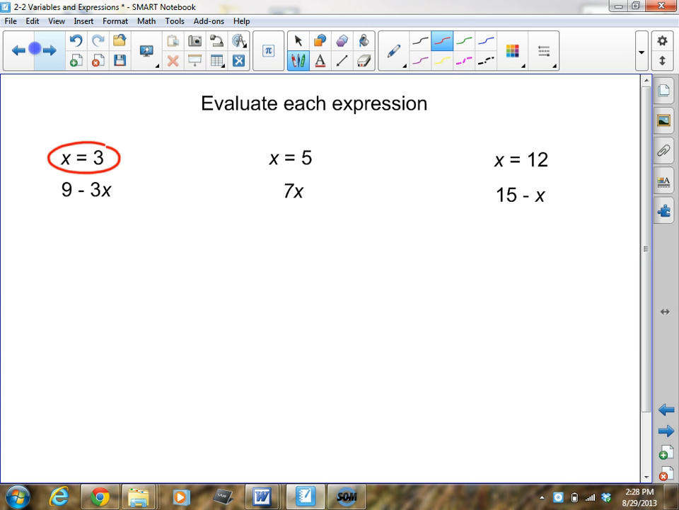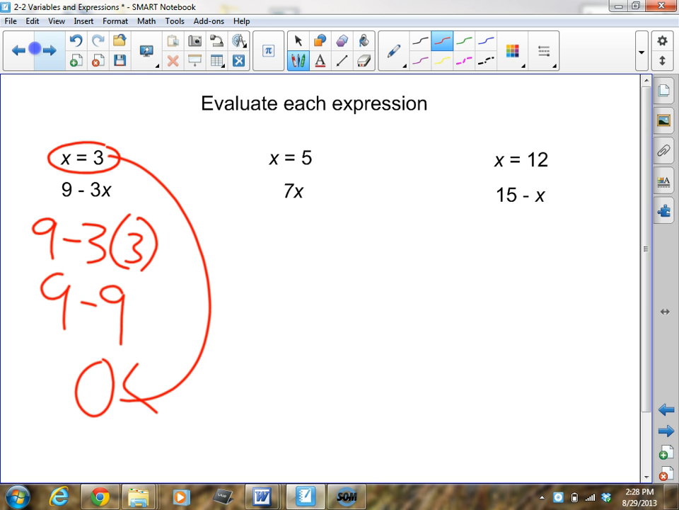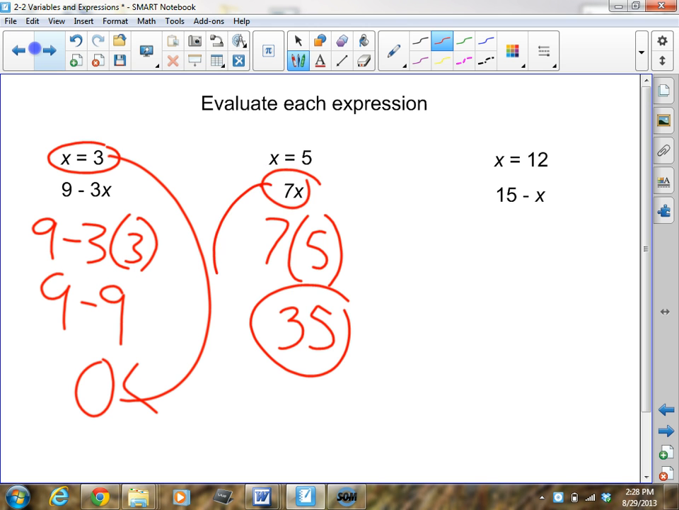Now x equals 3. That tells me what I'm going to do. So 9 minus 3 times 3. 3 times 3 is going to be 9. 9 minus 9 is going to be 0. So my answer is going to be 0 when x equals 3. In this one, x equals 5. I just have 7x. So I have 7 times 5. So right there, when x equals 5, 7 times x is going to be 35.